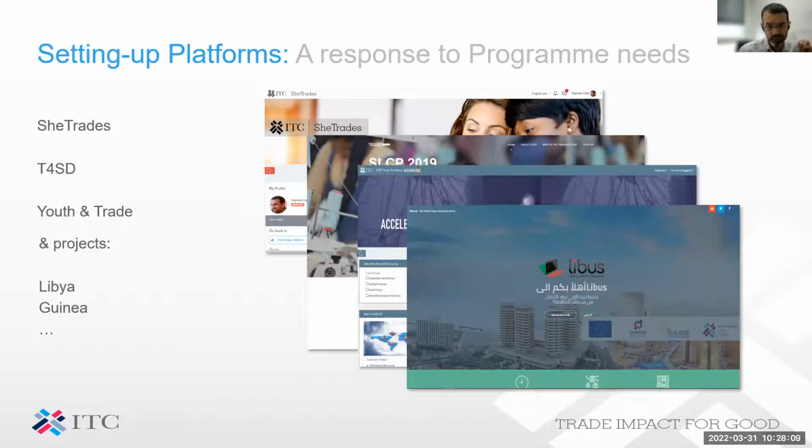This is a platform we developed for Libya at the request of the EU and a French aid organization called Expertise France.